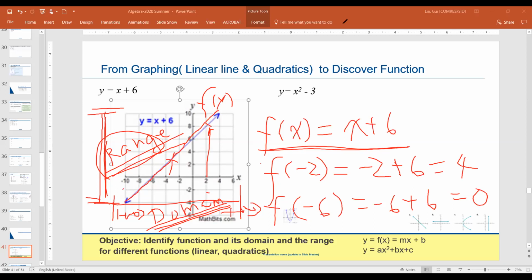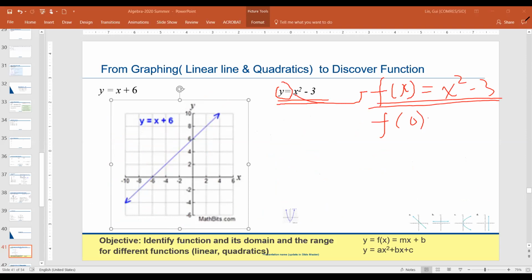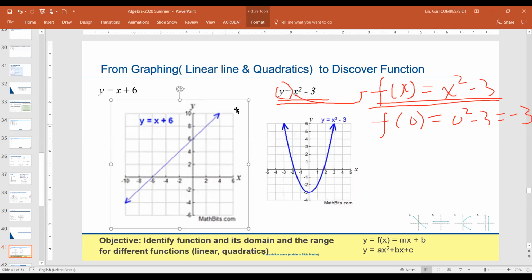The same goes here. Earlier we learned quadratics, so this one we can replace with f(x), which becomes x squared minus 3. If someone asks for f of 0, given this formula, it's 0 squared minus 3, so the output is -3. Any number can be input, so x can be from negative infinity to positive infinity. They generate these parabola curves, like this.